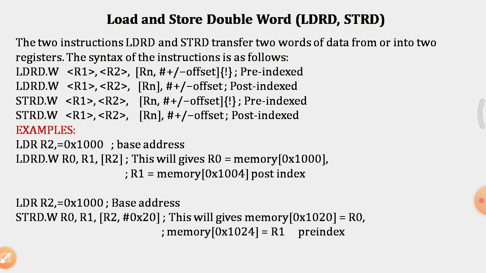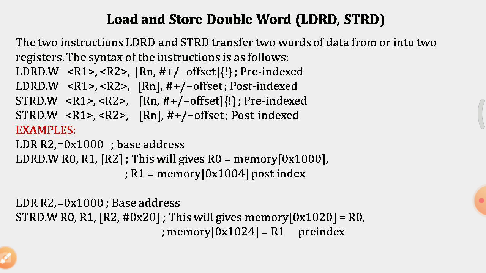Load and store double word, LDRD and STRD. In the previous classes, we have already discussed this. Let us go through an overview. So the two instructions LDRD and STRD transfer 2 words of data from or into registers. The syntax has 2 types, pre-indexed and post-indexed. For example, we'll see LDRD with R2 = 0x1000. So 1000 is the base address over here.